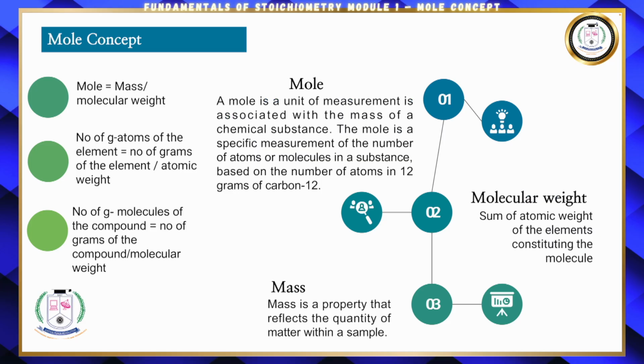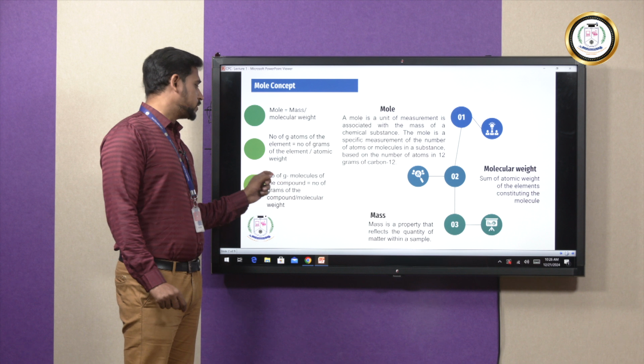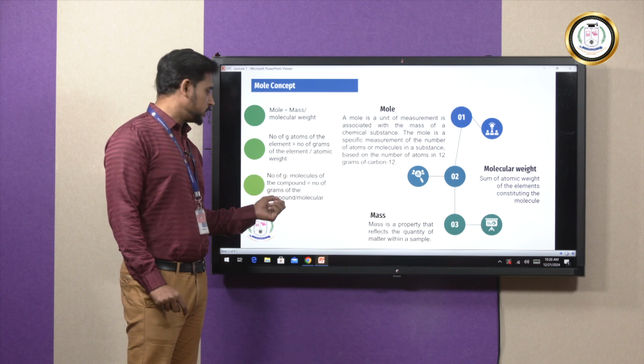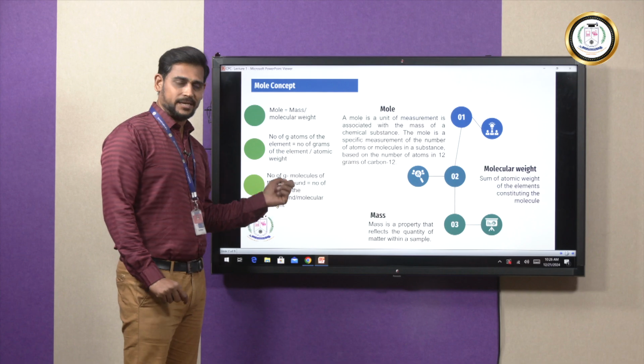And the number of gram atoms of an element is equal to the number of grams of the element divided by the atomic weight. And the number of gram molecules of a compound is the number of grams of the compound divided by the molecular weight of that compound.